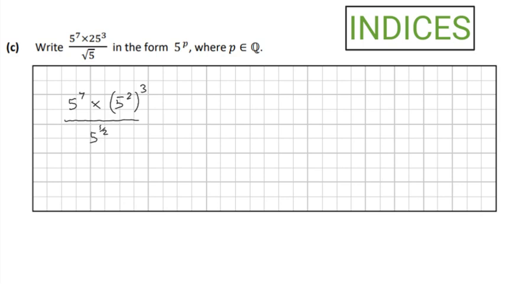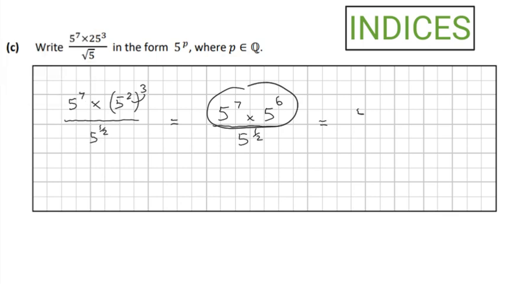So let's look at the rule here where we're going to do the power rule, where we can multiply out the exponents when we have such a configuration. So we have 5 to the power 7, that's the same for now, and we multiply 5 to the power of 2 by 3, so 5 to the power 6, and below then we have 5 to the power of a half. Now we're nearly there, so up above we're going to sum the exponents.